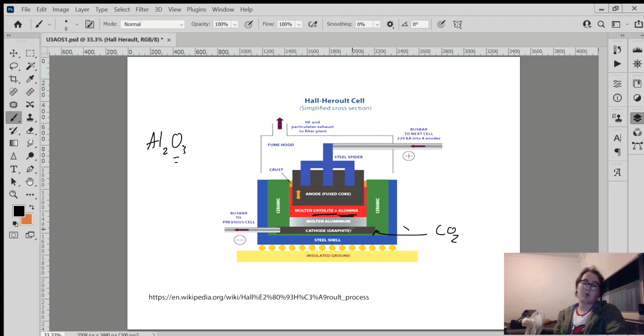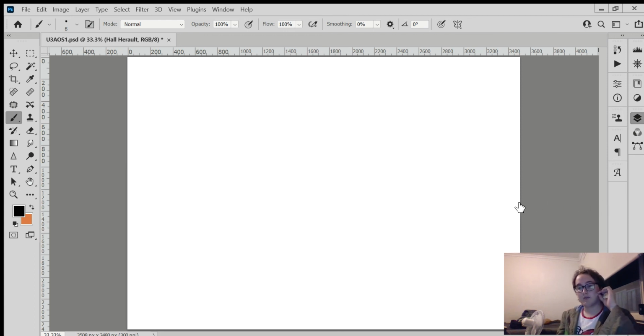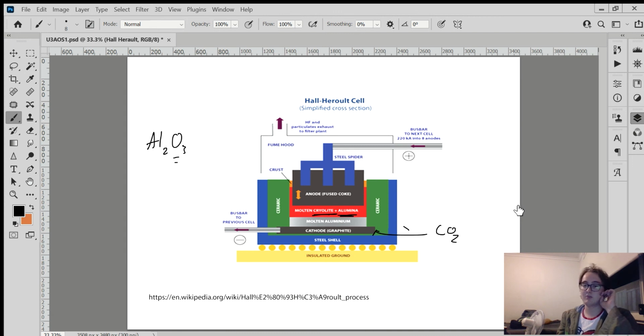Research is being put into finding a different kind of electrode that doesn't have to be replaced, so we can improve the efficiency of aluminium production.